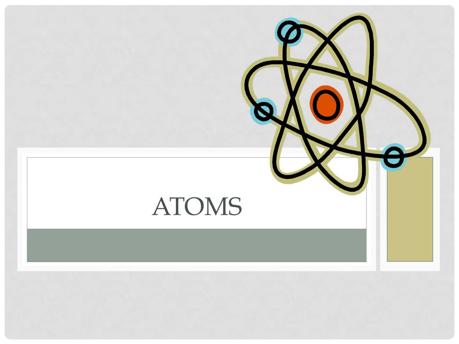Okay, so our current unit is atoms and atomic structure. Today we're just going to start off with a really nice basic review of how we know how many protons, neutrons, and electrons atoms have.